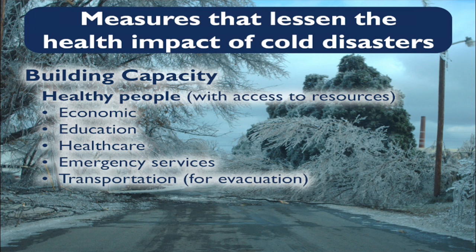Healthy people with access to resources are more resilient against these disasters. So people that have access to economic resources, to educational resources, to healthcare, to emergency services, to transportation, for example, that could be used for evacuation and putting them into a safe shelter. All of these resources build capacity for communities, for individuals, for societies to be able to be more resilient against cold weather. So this is a very inclusive picture that we're talking about here. All of these things, as I say, are no regret options. We can really be a better society without the disasters if we do all of these things. But in times of disaster, once again, these elements make people healthier and therefore more resilient.